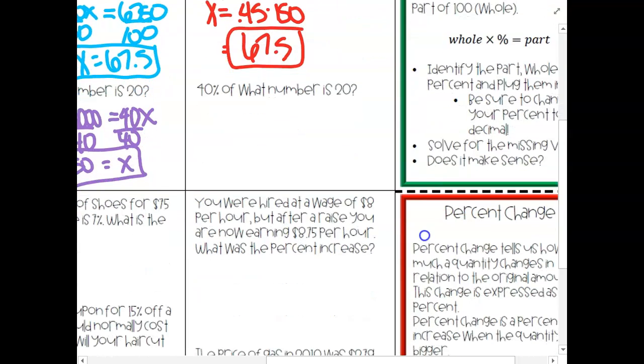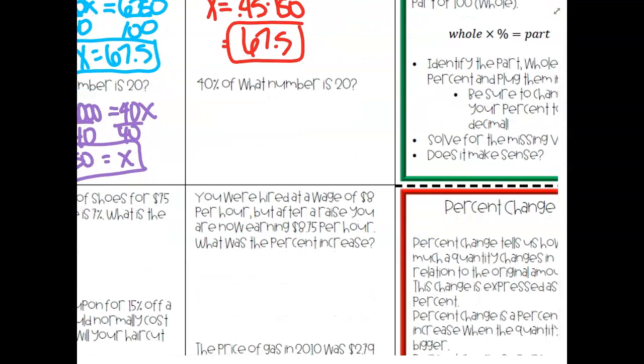And then the last one, if I have 40% of what number is 20? Okay, 40%, we don't want to plug in 40, we're going to plug in 0.4. Of means to multiply. What number, going to use x, is equals, and 20 over there.